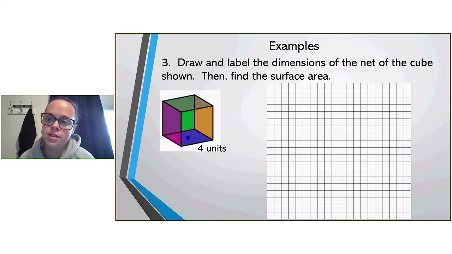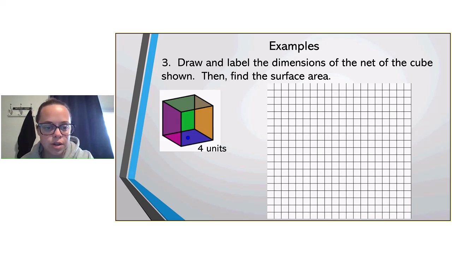Here we're told to draw and label the dimensions of the net of the cube shown, then find the surface area. So we talked last week that a cube is a rectangular prism. What's special about a cube is that all of the dimensions are the same. So as you look at this figure, you can see, well, wait a second, how come there's only one side length labeled? Well, that's because it's a cube. And when you have a cube, they're all 4 units, the length, the width, and the height, which means every one of those faces is a 4 by 4.